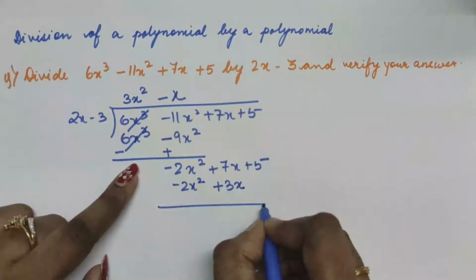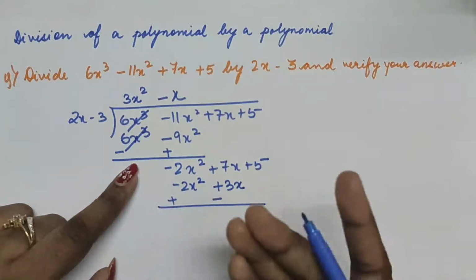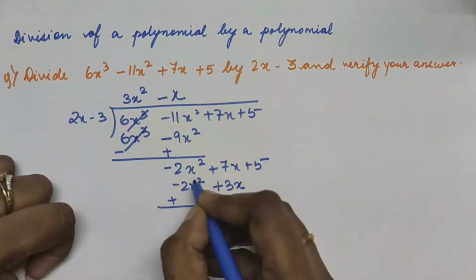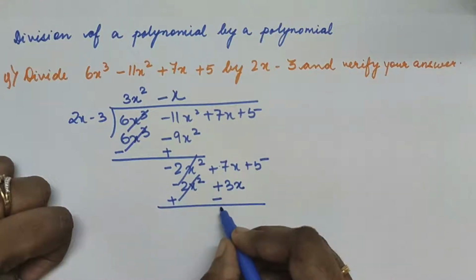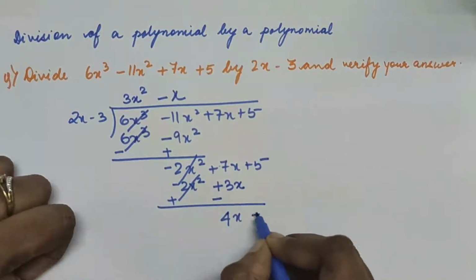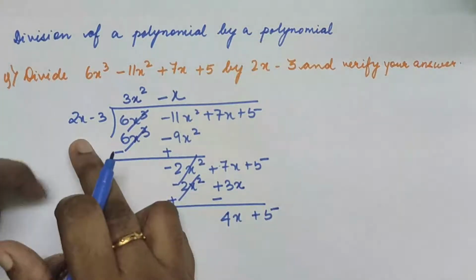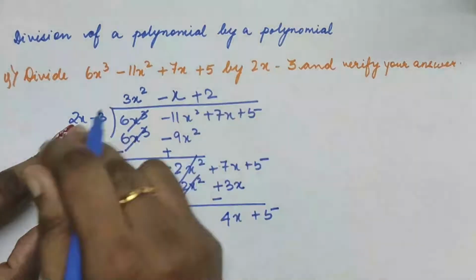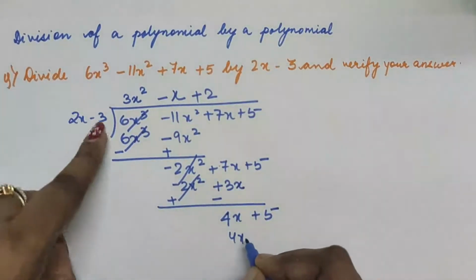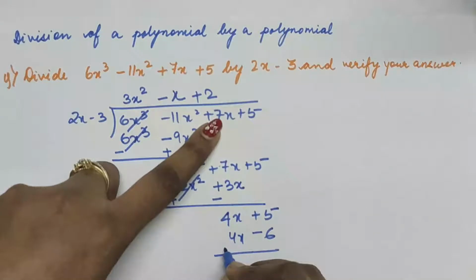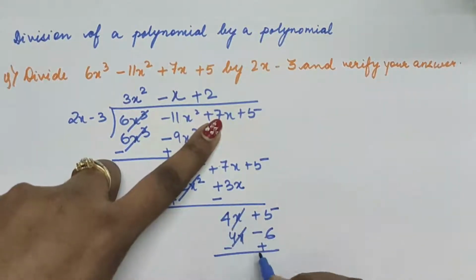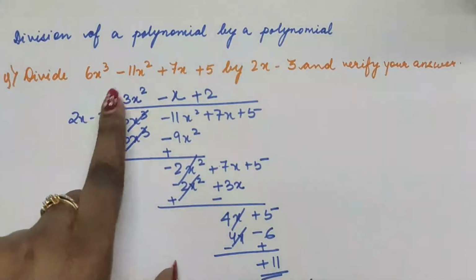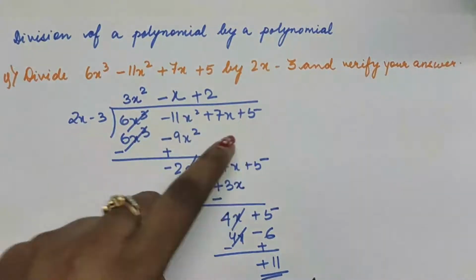Now again we have to change the symbol, so whichever is plus becomes minus, and whichever is minus becomes plus. So here this cancels. 7x minus 3x will give me 4x and plus 5 as it is. Now again from 2x I have to get 4x. So plus 2 I can easily multiply. So I'll get 4x and the second term being minus 6. So again my symbol changes and I get a plus 11. So I have a remainder 11 and a quotient 3x square minus x plus 2.